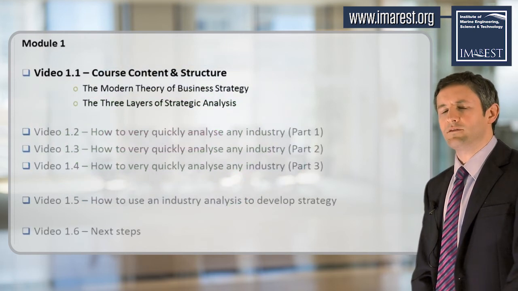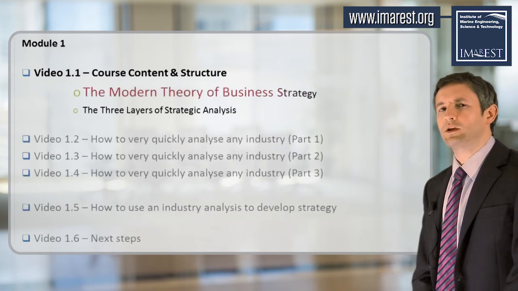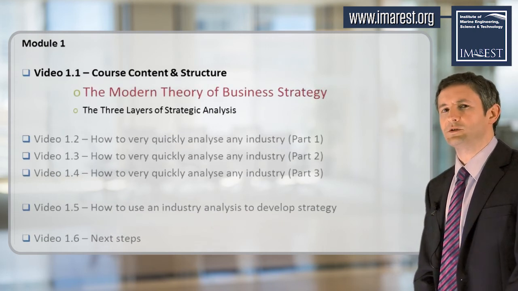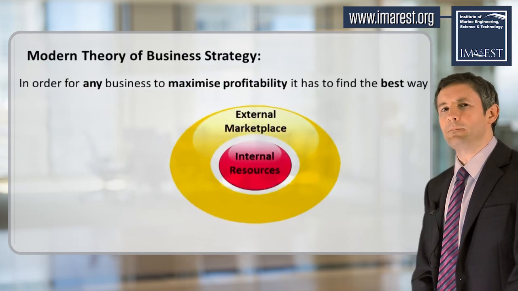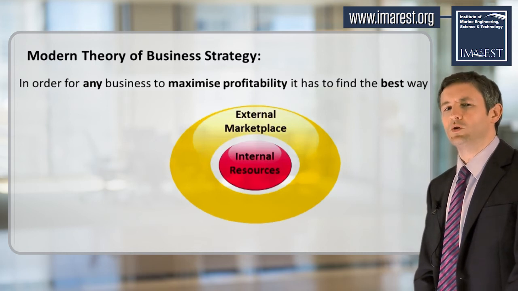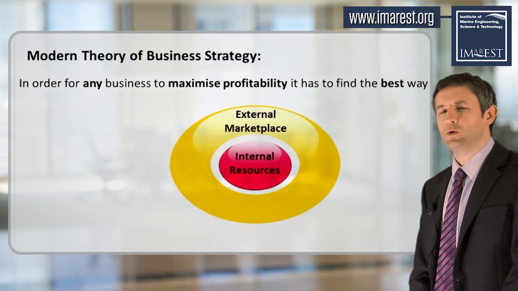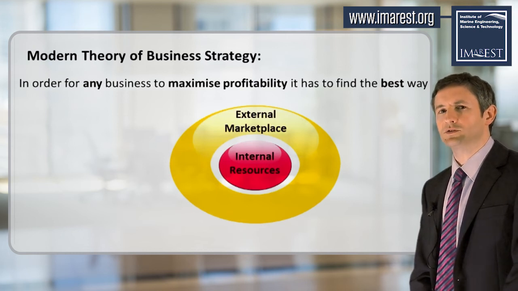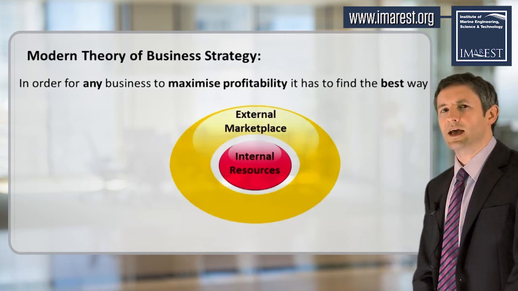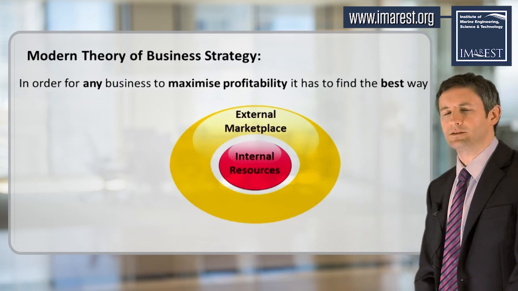So let's see what we've covered so far in this video 1.1. We started off by looking at the modern theory of business strategy, which said that in order for any business to maximize profitability, it had to find the best way in which it could use its own internal resources in accordance with the opportunities that are presented to it by the external marketplace in which it operates. So before we can even think about developing any kind of strategy, we need to know exactly what's going on internally within the business and within its external marketplace.